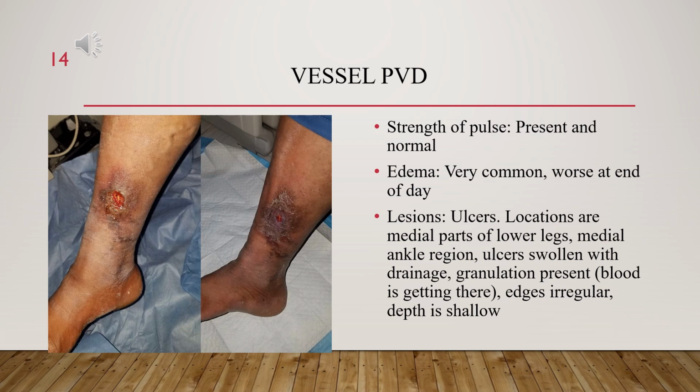The locations are usually on the medial part of the lower legs, the medial ankle region. The ulcers can be swollen with drainage, granulation present. Blood is getting there, but the edges are going to be irregular and the depth is going to be shallow. And here's a picture on the left for you to see.